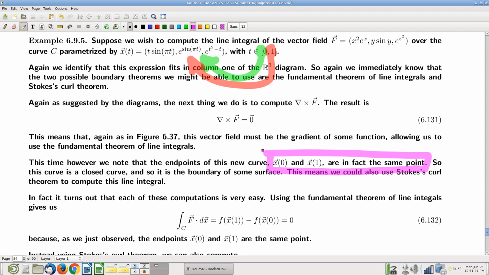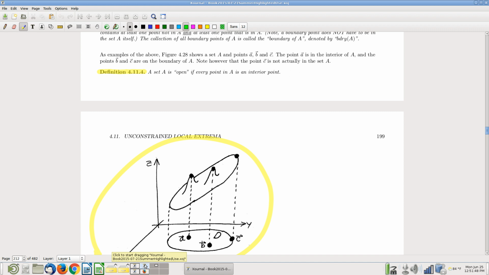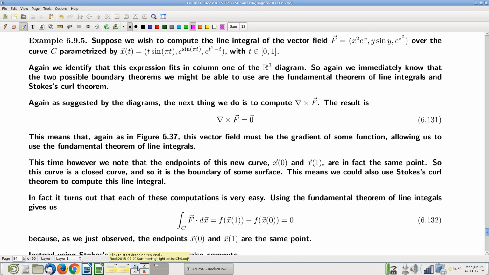Right? It starts here, and it goes around and does some funny stuff, and it comes right back. And so, barring it being tied in a knot, which it's not, this is a boundary of a surface. So Stokes' theorem is on the table. Stokes' theorem is also on the table of possibility.